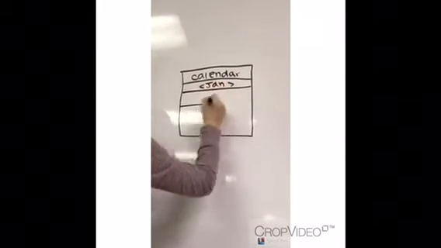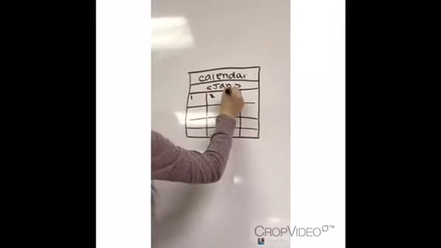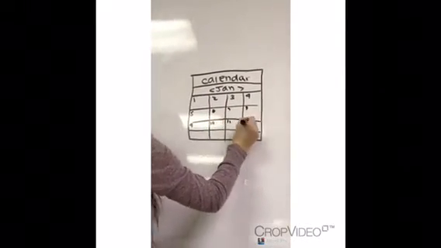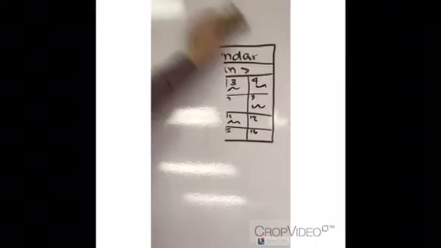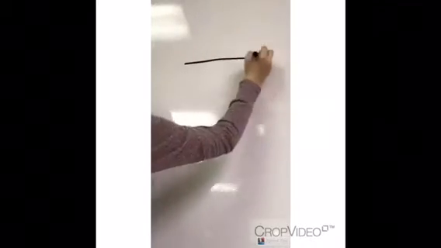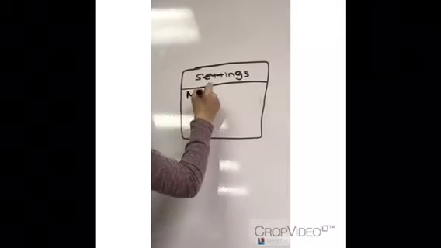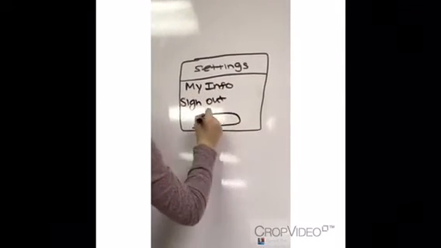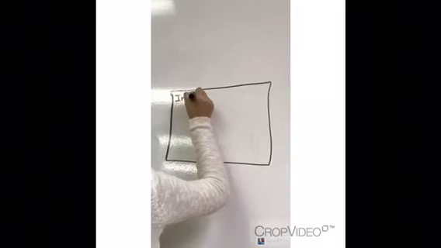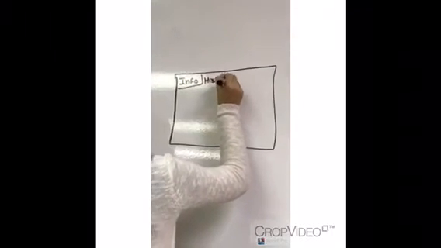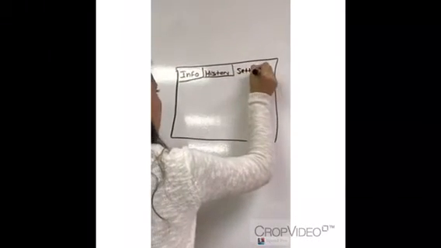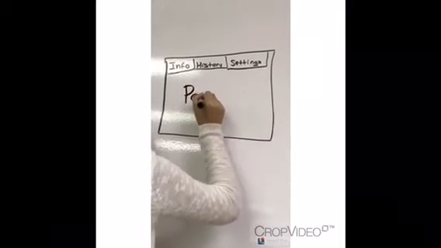If you go to the calendar option, you can see any upcoming events throughout the month. And if you click the settings button, you can see your info and you can sign out or go back. Then if you go to the parent page, there's info, history, and settings.